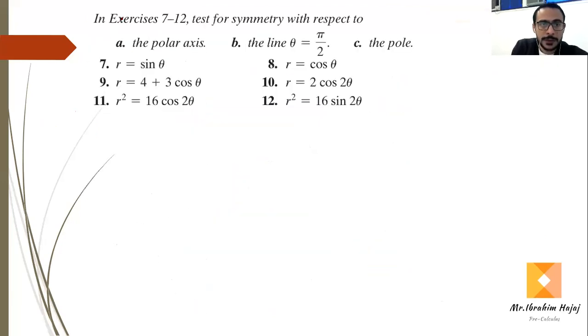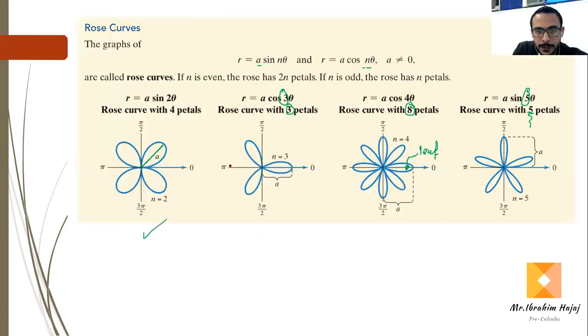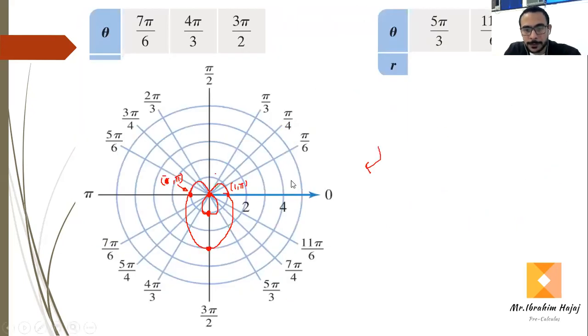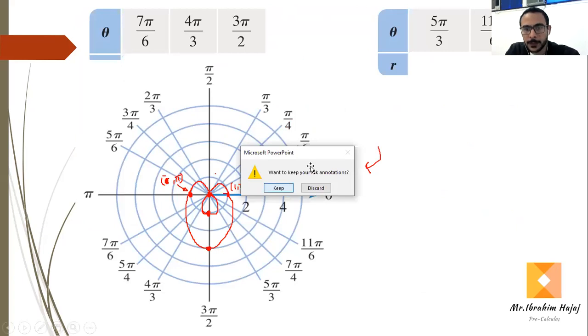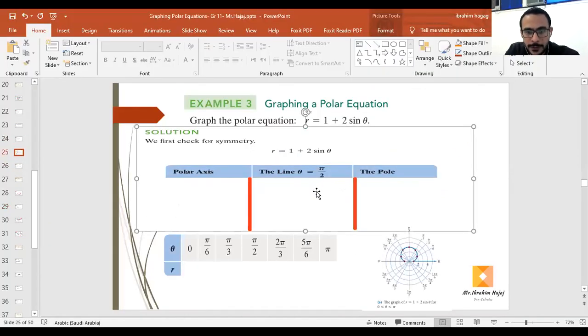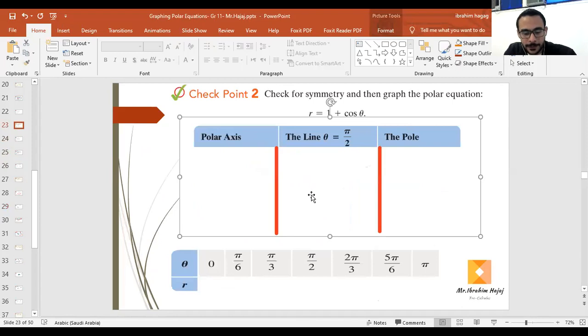Let's move on, guys, to exercises 7 to 12. Test your symmetry with respect to the polar axis, the line θ = π/2, and the pole. So I will move back. I'll try to find a table like this one, which is empty. Yes, this one.